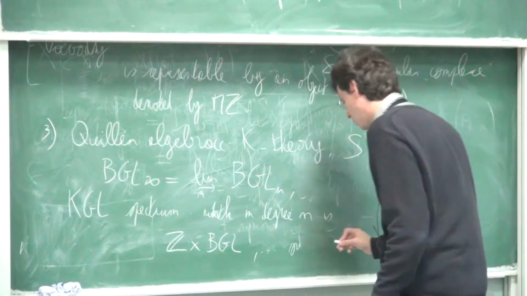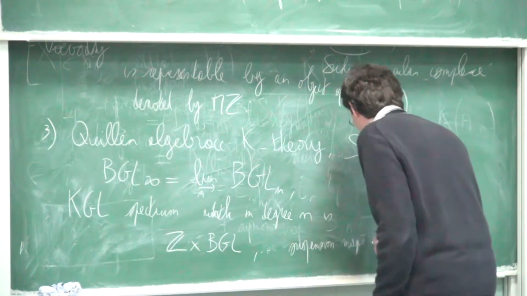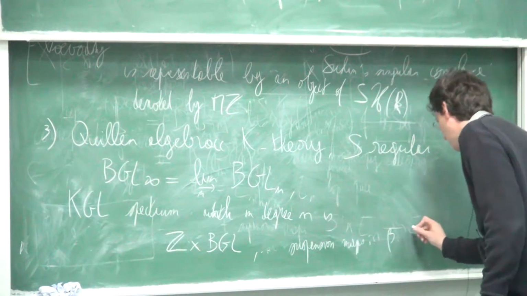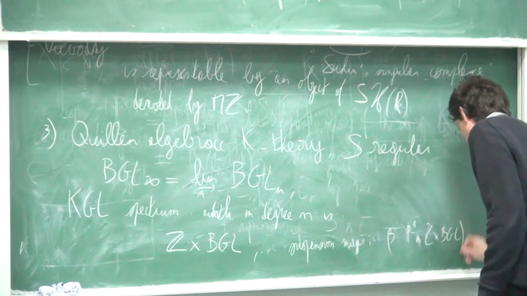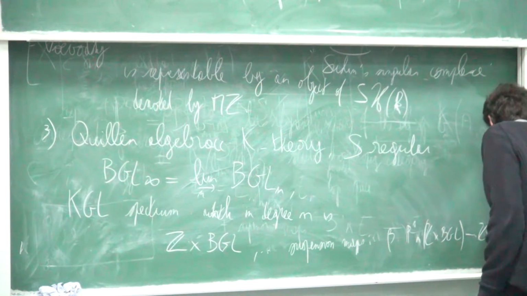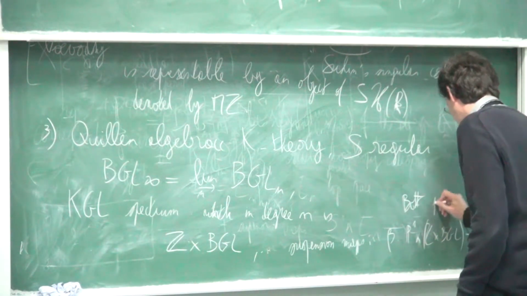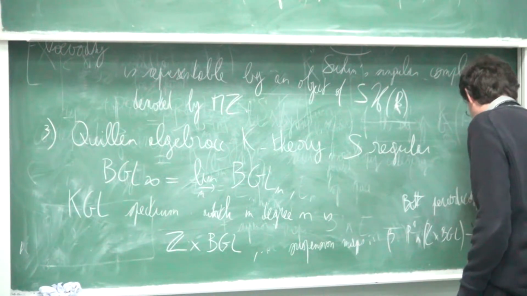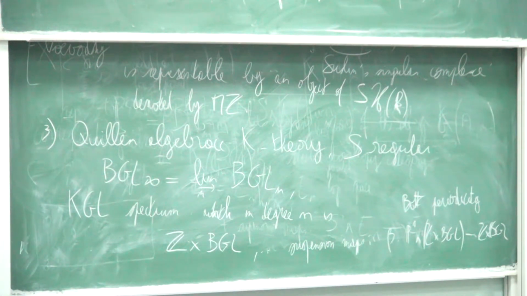So in each degree this is Z cross BGL, and the suspension maps are induced by Bott periodicity, by the class beta. So this goes from P1 smash Z cross BGL to Z cross BGL. Periodicity. So I'll explain in a minute why this spectrum has this form.